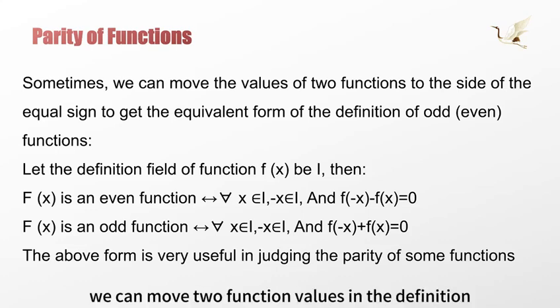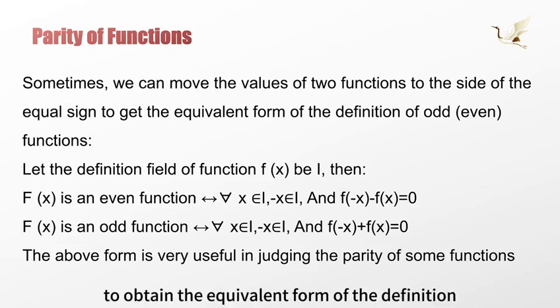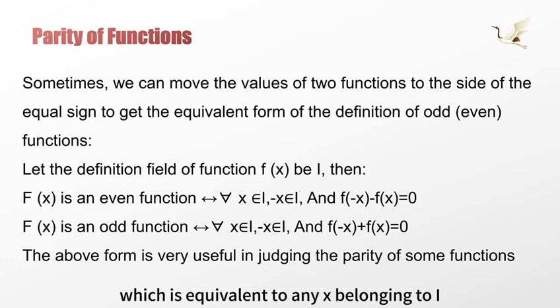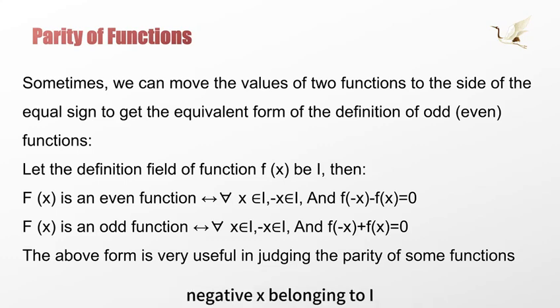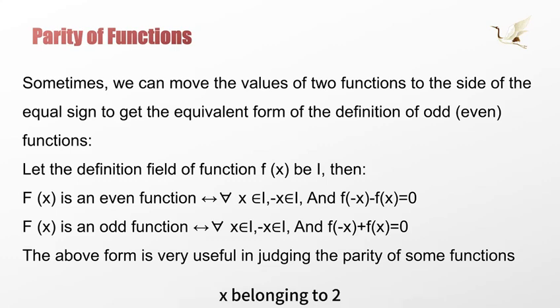Sometimes we can move the two function values in the definition to one side of the equal sign to obtain an equivalent form of the definition. Let the function f(x) be defined on I. We have f(x) is an even function, which is equivalent to any x belonging to I, negative x belonging to I, and f(negative x) minus f(x) equals 0. Similarly, f(x) is an odd function, equivalent to any x belonging to I, negative x belonging to I, and f(negative x) plus f(x) equals 0.